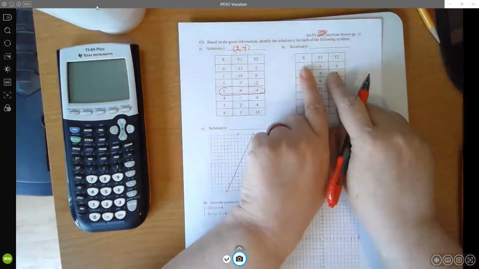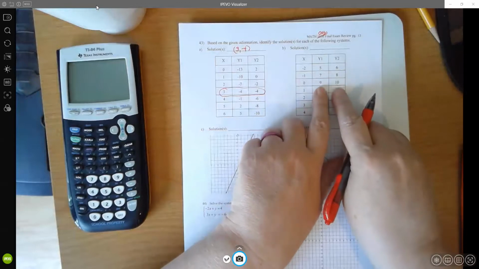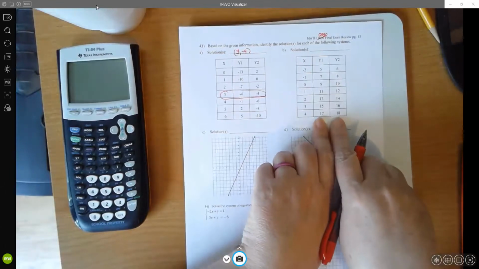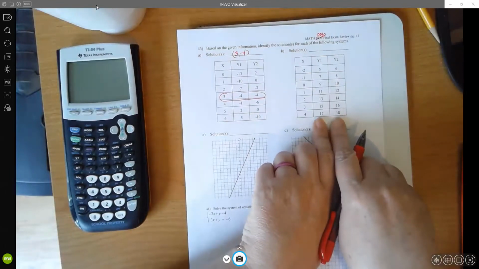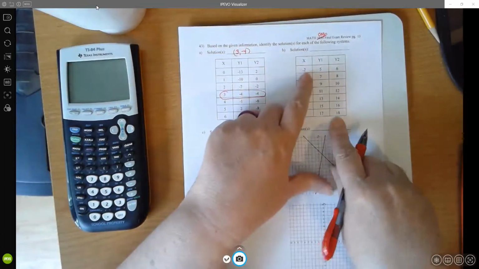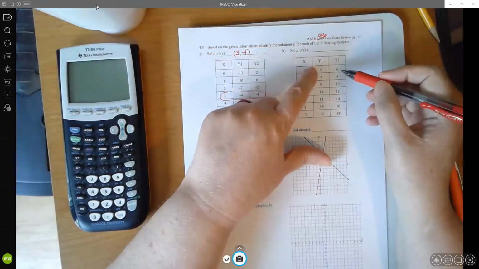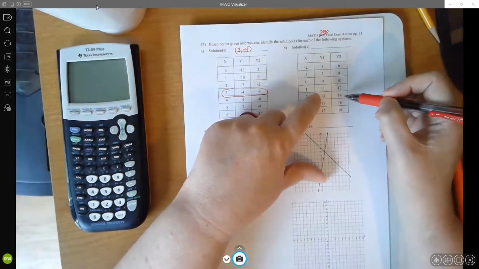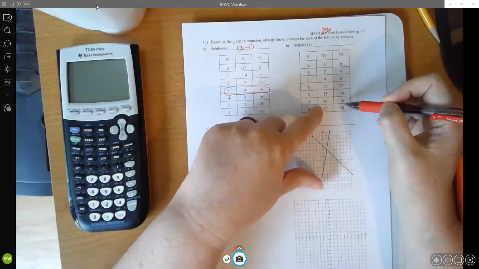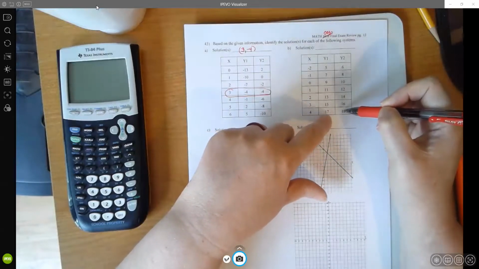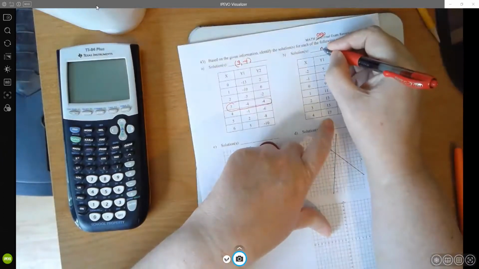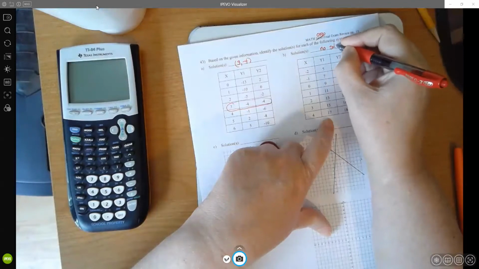So now we're going to move over here and do the same thing. We're looking for a matched Y value, and we don't have that. So what are we going to do? Well, let's look and be a little bit more creative. 5 and 6, 7 and 8, 9 and 10, 11 and 12, 13 and 14, 15 and 16, 17 and 18. It looks like this would be 19 and this would be 20. This one would be no solution because they do not ever cross.